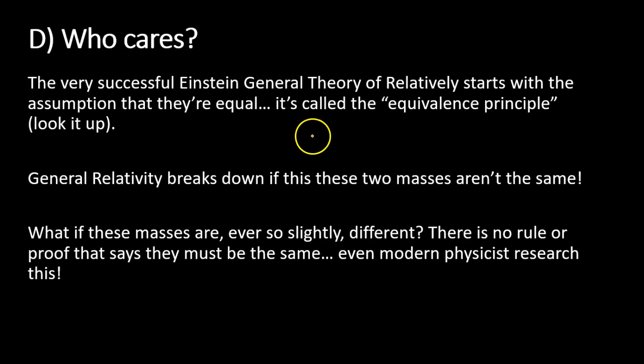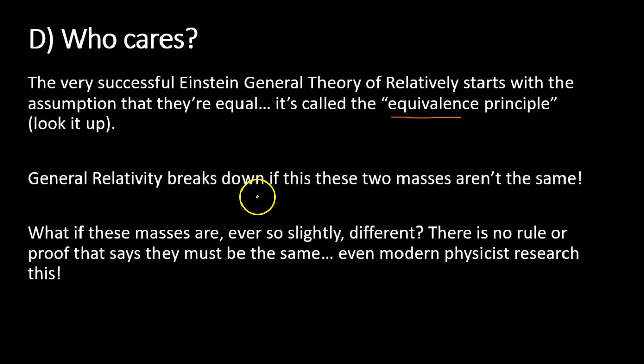And the theory is based almost entirely on the idea that these two masses, even though there's no real known reason why they should be, are equivalent. Einstein starts with what's called the equivalence principle. That's what his entire general theory of relativity begins with. You could look this up. You could Google equivalence principle.